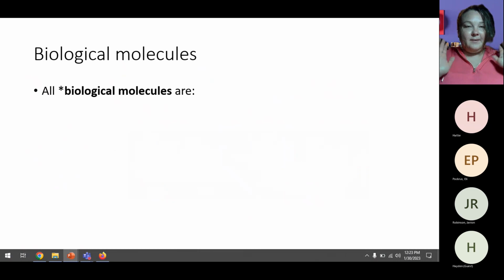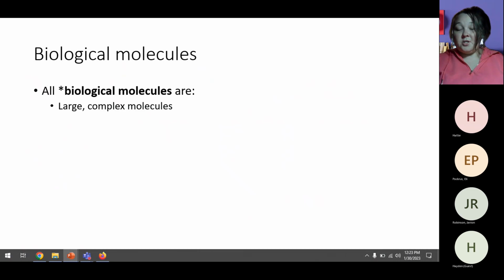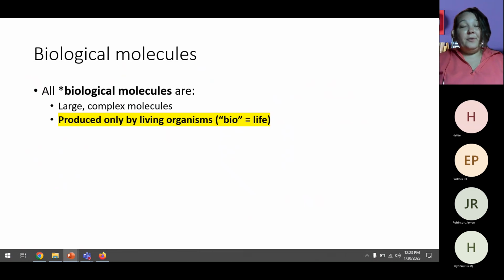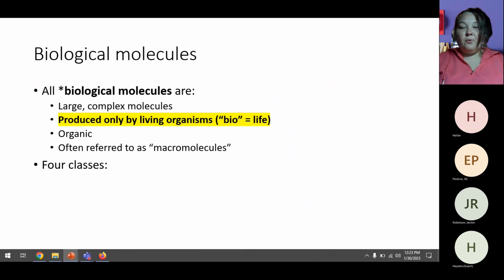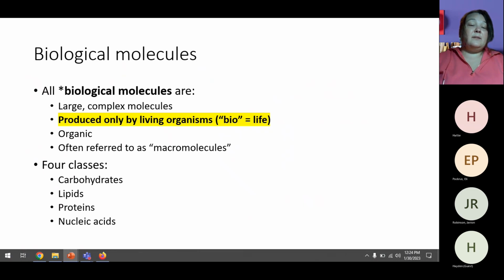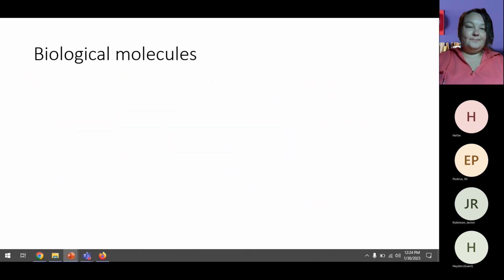All right. Before we talk about the biological molecules, let's discuss some things that are common to all of them. They are large and complex. They are made only by living organisms. Remember, the prefix bio means life, so they are made by living organisms. They are organic, which means they contain carbon, and we often call them macromolecules. And there are 4 classes: carbohydrates, which are sugars, lipids, proteins, and nucleic acids. Lipids are fats and hormones.